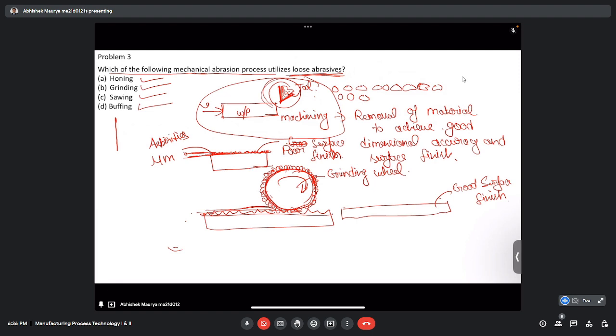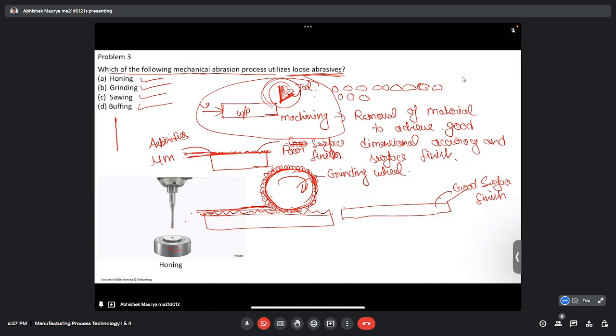So that is the use of the honing process. It is used for finishing the hole. And grinding, I have already explained earlier that we had abrasive wheels which are rotating, and with the help of abrasive wheels we are trying to remove the asperities of the surface in order to get a good flat surface finish. So that is the grinding process.